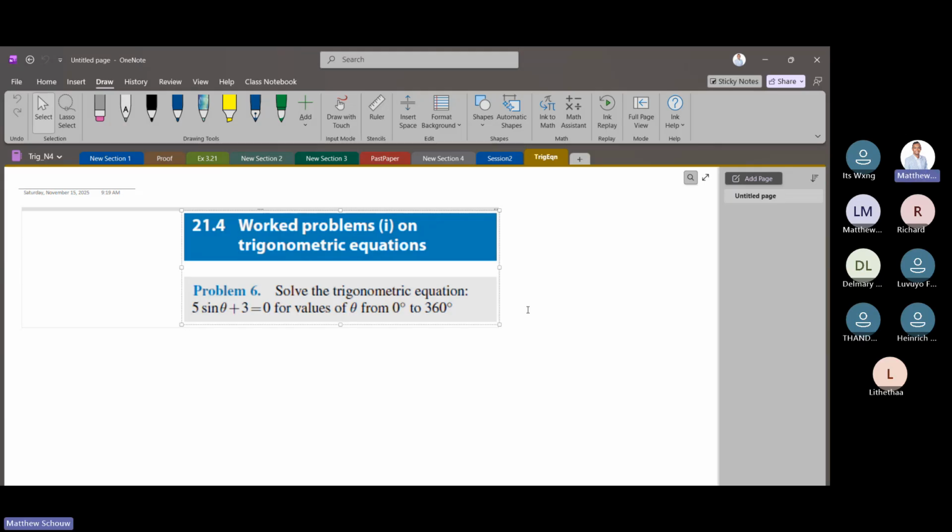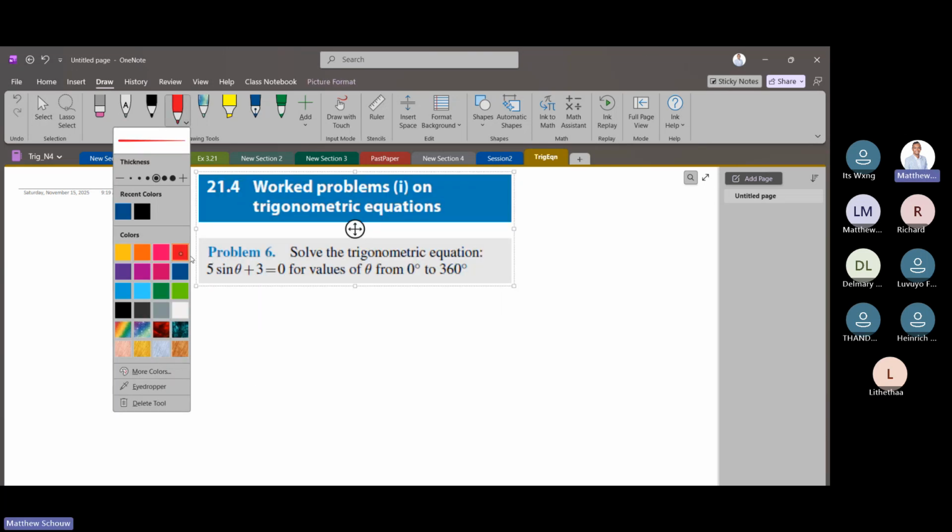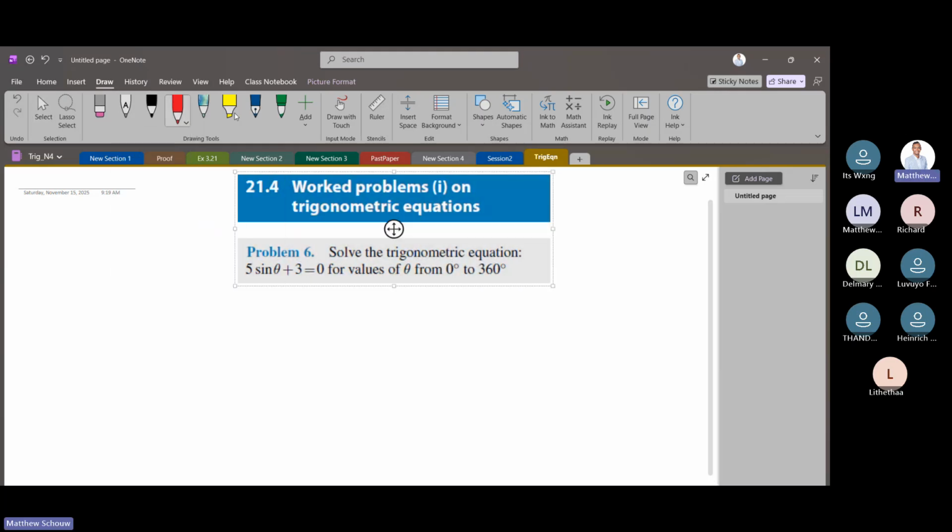What we're required to do in this particular problem is to solve this equation. Keyword: equation. Now I want you to think about this. We have 5 sine theta plus 3 equals 0. We need to find the values of theta from 0 to 360. Because in the equation, it's like anything else, we need to solve for some variable.